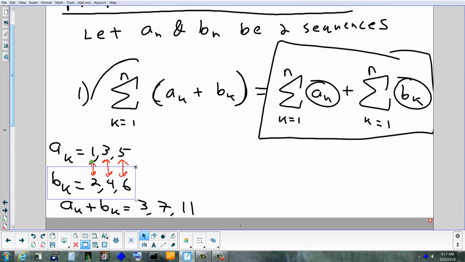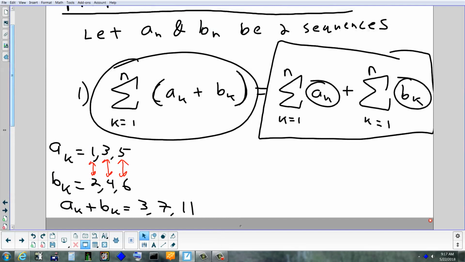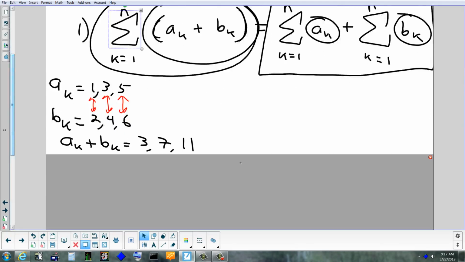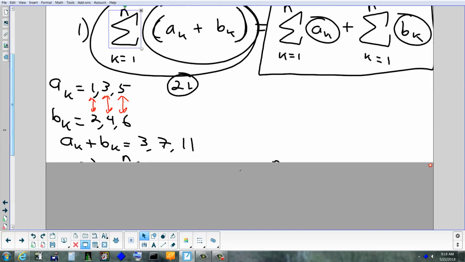Now, we take into account the whole thing. It says now to add up, in this case it's only to 3, add up all the terms in the thing you just created. Okay. So let's add them all up. So 3 plus 7 plus 11 gives me how much? 21. So when we add them all up, we get 21.